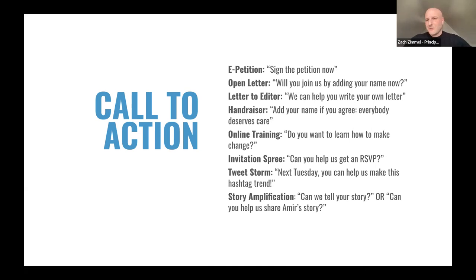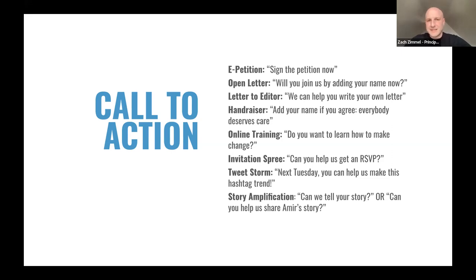Our letter to the editor, we're often helping our community by giving them key points that they might want to write about when they write a letter to the editor asking for a government, for example, to make a treatment plan more accessible. I'll just keep using that same example. Other calls to action include a hand raiser.